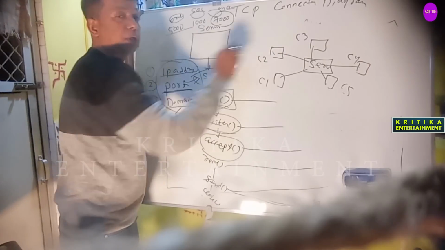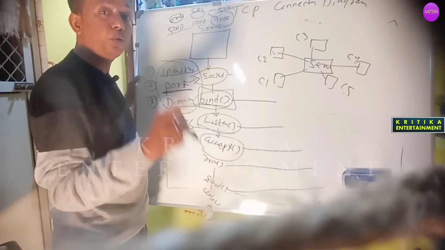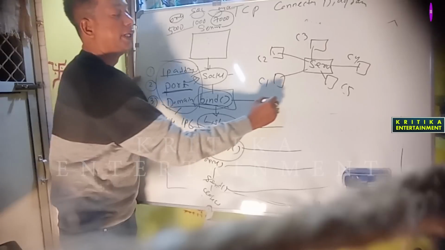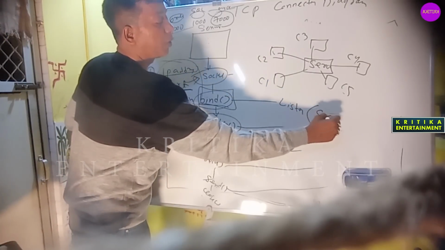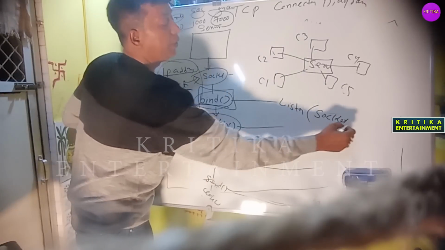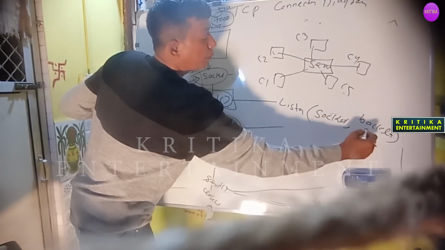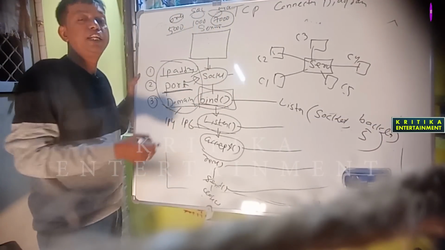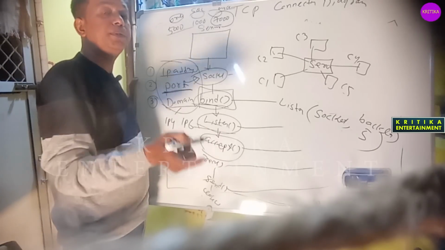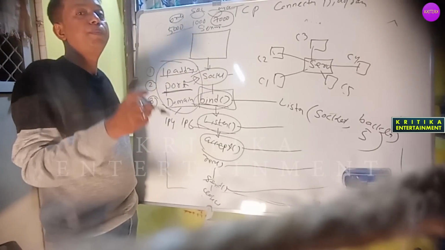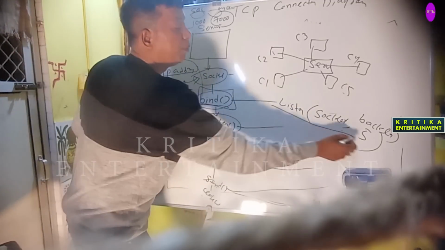When they want to connect to the server, the listen function decides how many clients may connect. So in the listen function you write the socket number and give the backlog. Backlog means how many clients will be needed. That means the listen function is used to make a queue for incoming connection requests from the client side. How many clients want to connect to your server, the listen function will decide.